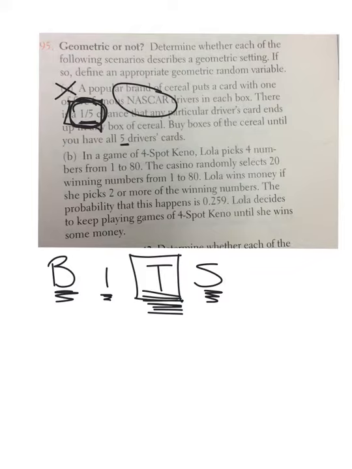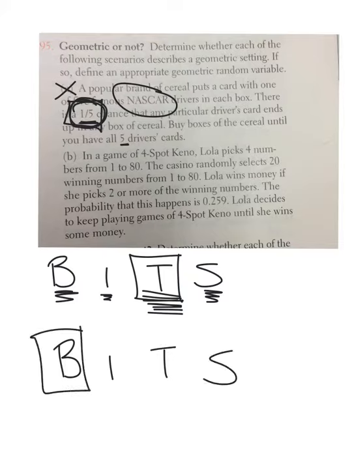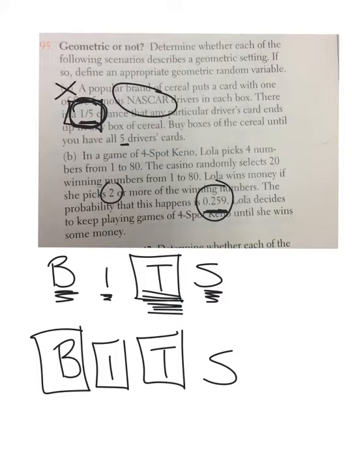Okay. Letter B, same thing. BITS. Well, the binary is she either wins or she doesn't win, right? So 2 or more, she has a 0.259 chance of winning, or not winning. Now, independent. Each game that's played has nothing to do with the game before. The trials, that's okay because she's going to say, I'm going to just keep doing this until I win. Keep going until I win one time and then I quit.